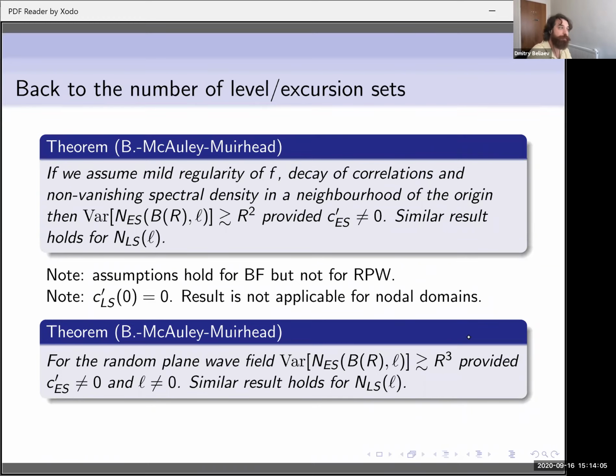So for random plane waves at non-zero level, and if the derivative at this level is not 0, then the variance is of order at least r cubed. And we believe this to be the right order. Sorry, about the one arm exponent. Well, in some cases, yes, it is possible to check positivity. But for random plane waves, we don't know yet.